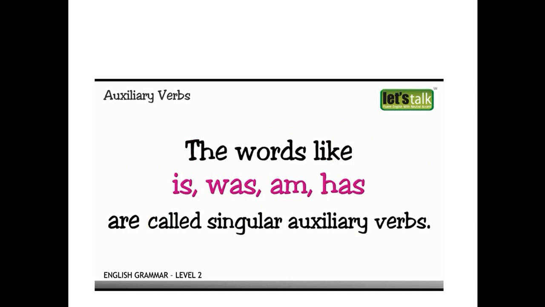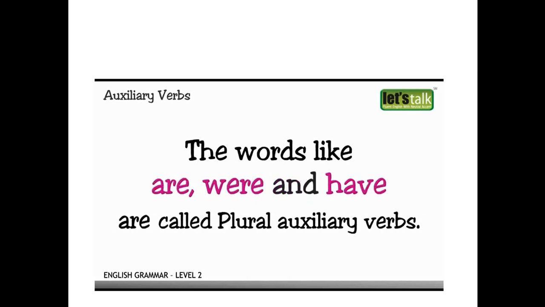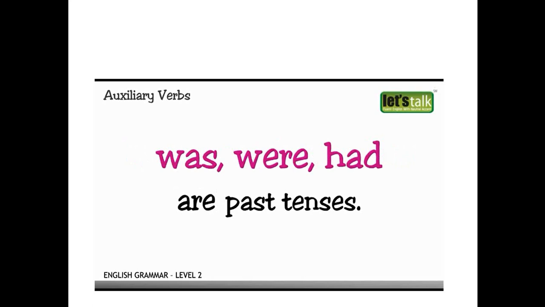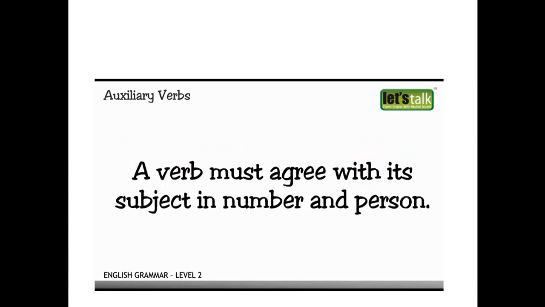The words like is, was, am and has are called singular auxiliary verbs. The words like are, were, and have are called plural auxiliary verbs. Is, am, are, have, has are present tenses. Was, were, had are past tenses. Note, a verb must agree with its subject, in number and person.